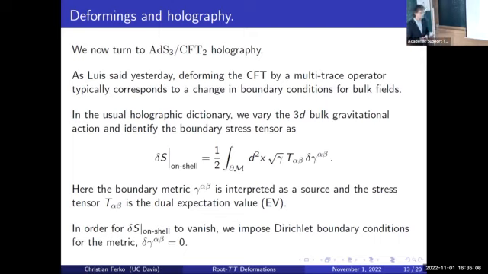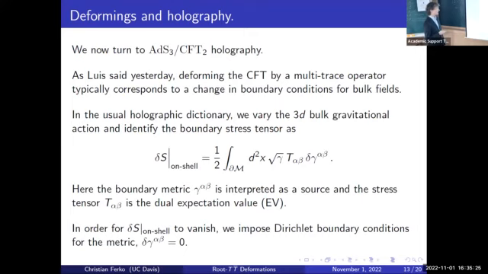And then you would say, well, okay, for a well-defined variational principle, the variation of the action on shell should vanish, including the boundary term. So we have to demand that delta gamma alpha beta vanishes. And that's the usual Dirichlet boundary conditions for the metric. So that's with no deformation.